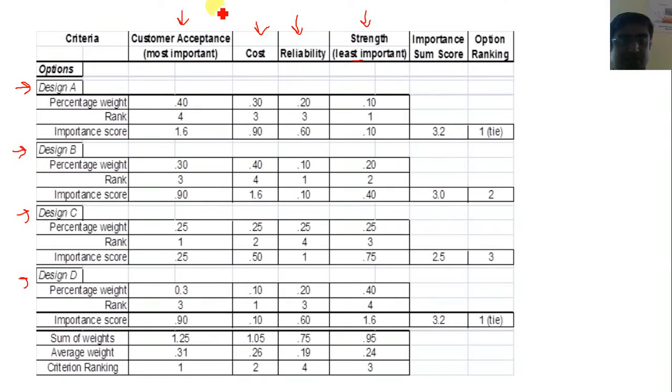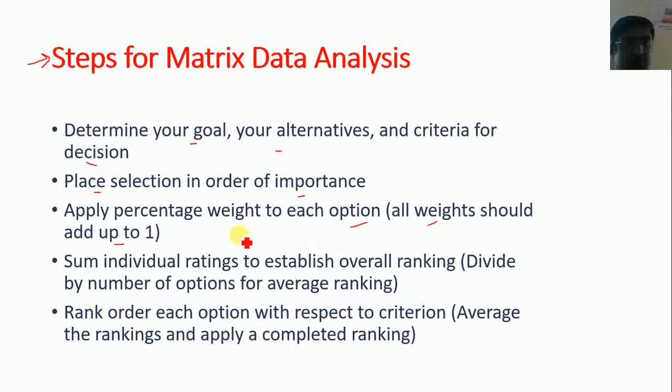Here you can see you have to arrange this in descending manner. It means that whatever is the most important, you have to write down first, and what is the least important, you have to mention last. So here are the 1, 2, 3 and 4 different criteria. All weights should add up to 1.